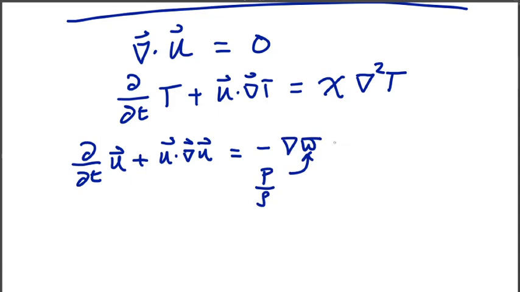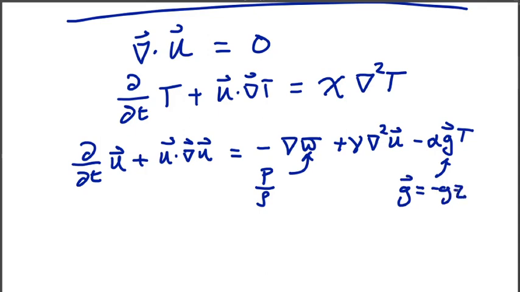And we've got our diffusion term, viscosity nu del squared on u, and then we've got a buoyancy term. This is our new term linking temperature with pressure, temperature with motion. So this term comes in as minus alpha g vector. Here, g vector is equal to minus g z hat.